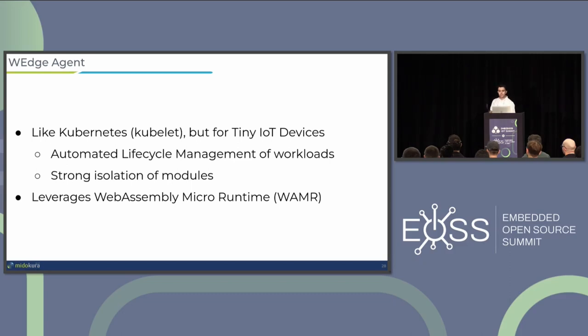And what's the Wedge agent? Well, the Wedge agent is like a Kubernetes in IoT devices. It basically automates the lifecycle management of workloads and loads the WebAssembly modules and makes sure that they are working as expected, and it is reporting some status of them into the cloud. And it leverages WebAssembly Micro Runtime, as I said before.